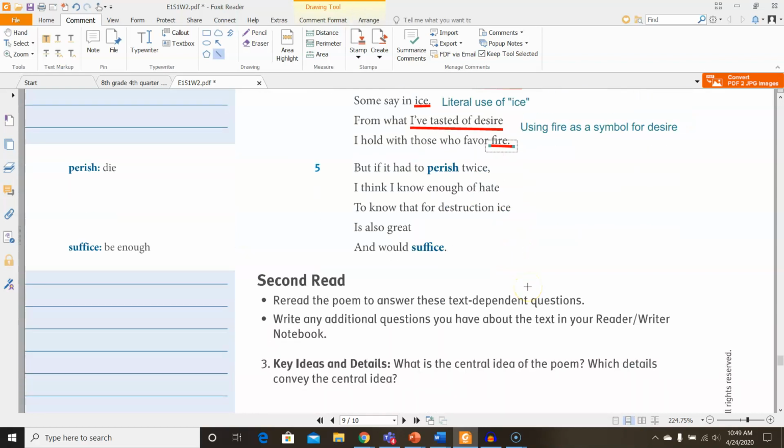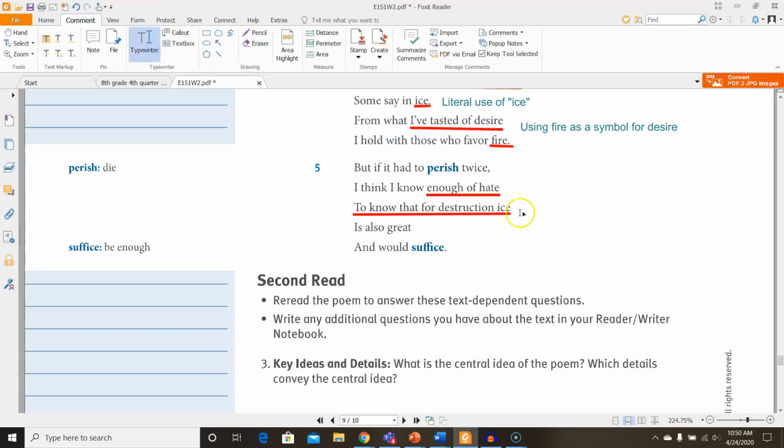And then he said, but if it had to perish twice, meaning if the earth had to end twice, I think I know enough of hate to know that for destruction, ice is also great and would suffice. Meaning if we treat each other without love in our hearts, if we treat each other with nothing but coldness and animosity and anger, then the world could end as a result of that. So he's using ice to symbolize being hateful or cold-hearted.